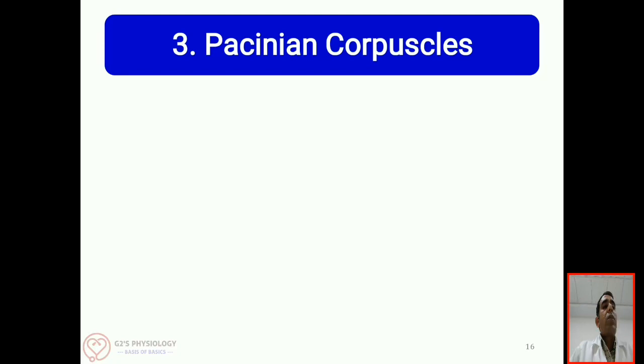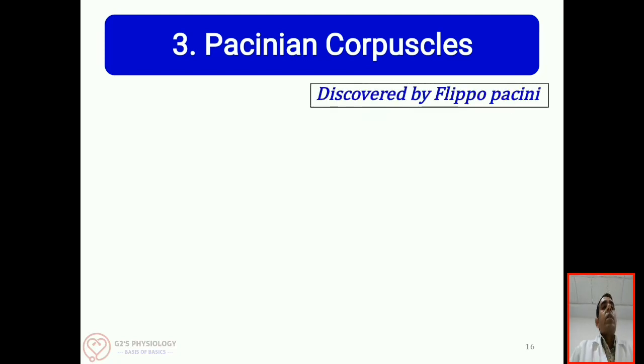Now coming to the third one, that is the Pacinian corpuscle. The name was given based on the discovery. It was discovered by Filippo Pacini.